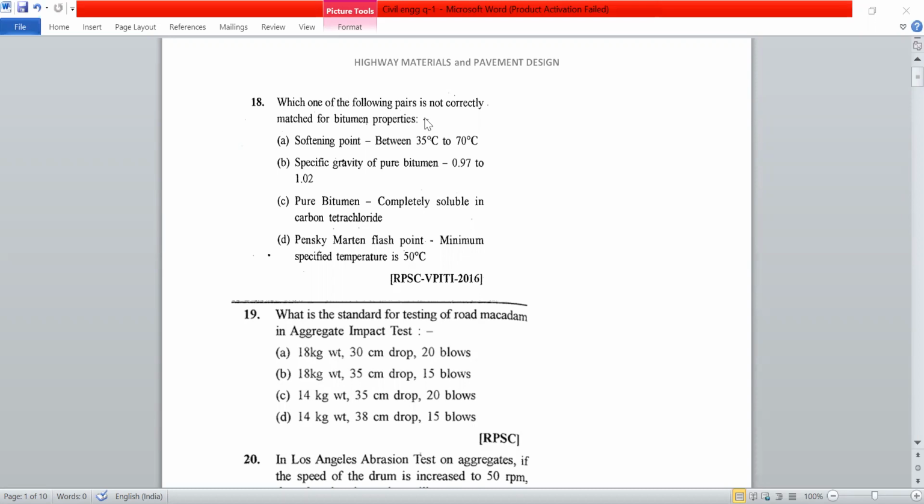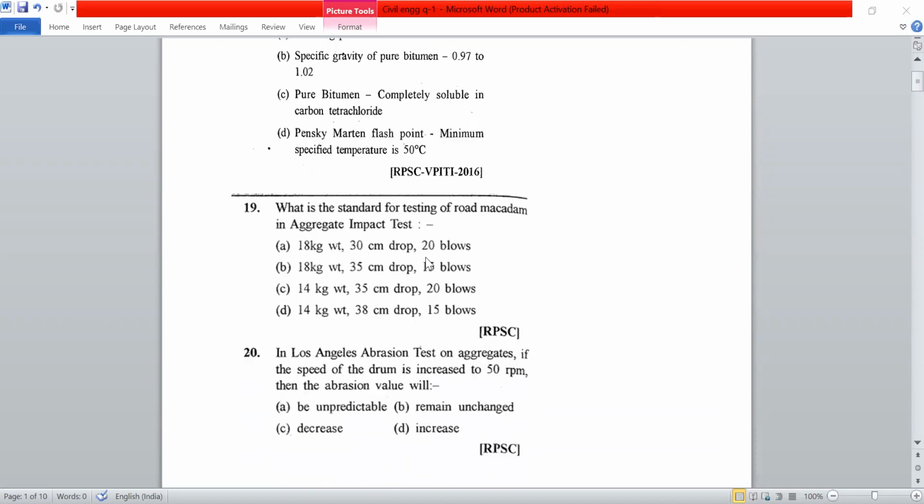Which one of the following pairs is not correctly matched for bitumen properties? Right answer is Pensky-Martens, flash point. Minimum specified temperature is 50 degrees centigrade.